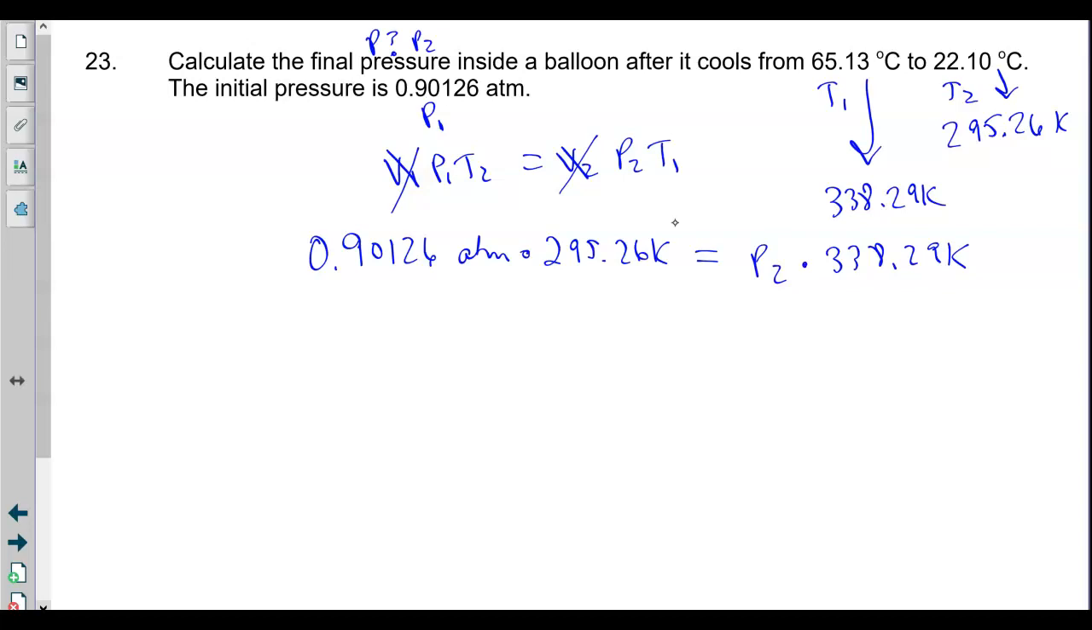So I'm going to multiply 0.90126 times 295.26, hit equals, divide by 338.29, and I get an answer of P2 is equal to 0.7866 ATM.